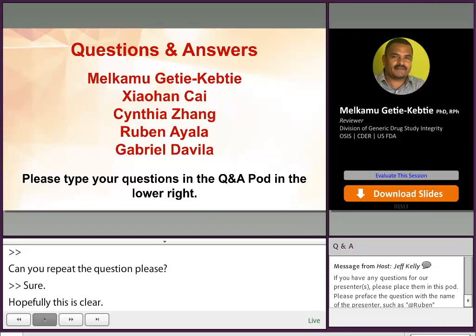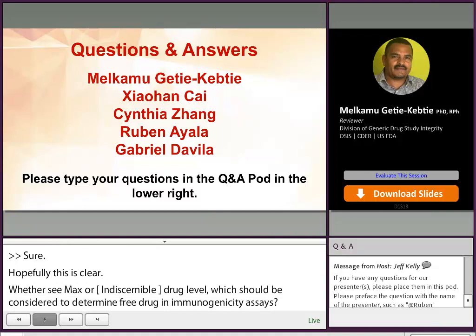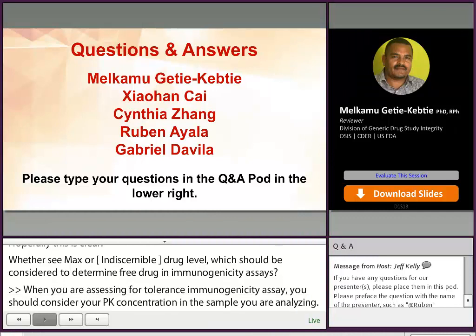Generally, when you are assessing drug tolerance in an immunogenicity assay, you should consider the PK concentration in the sample that you are analyzing. The Cmax is generally considered to be the one that you have to target, but it also depends on what time point you are drawing your samples, and your drug tolerance should account for the amount of drug that could be present in your sample.